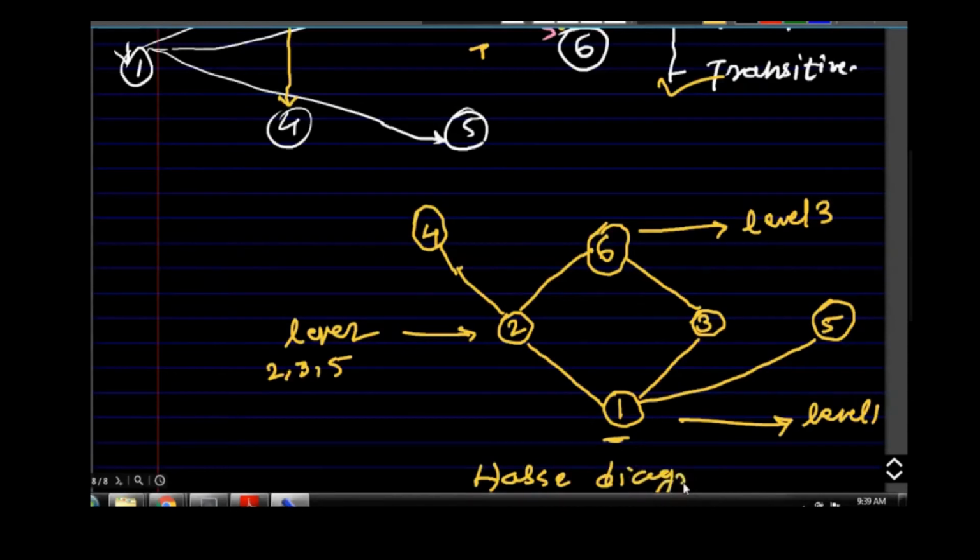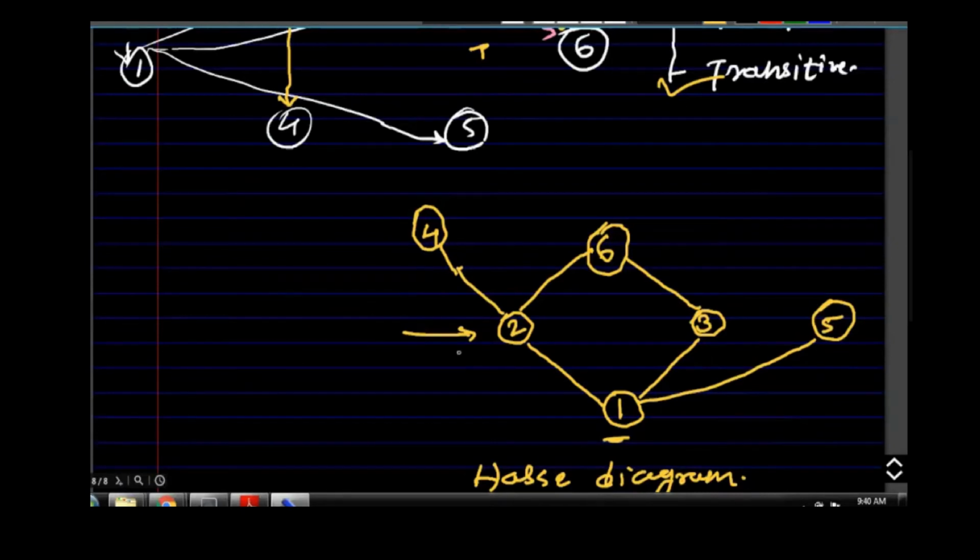So I hope that you have got the procedure of drawing the Hasse diagram. So let me explain a little more about this Hasse diagram. These are actually not part of the diagram, so that's why I am removing it. So this is your final diagram.